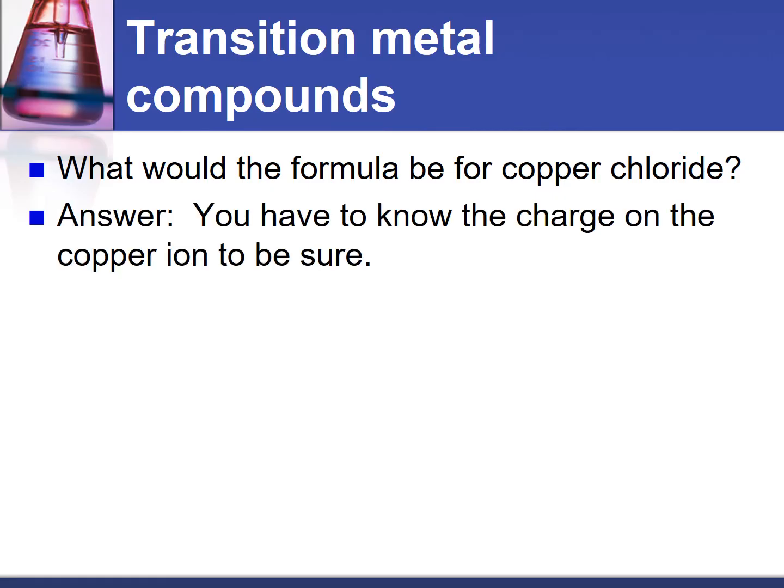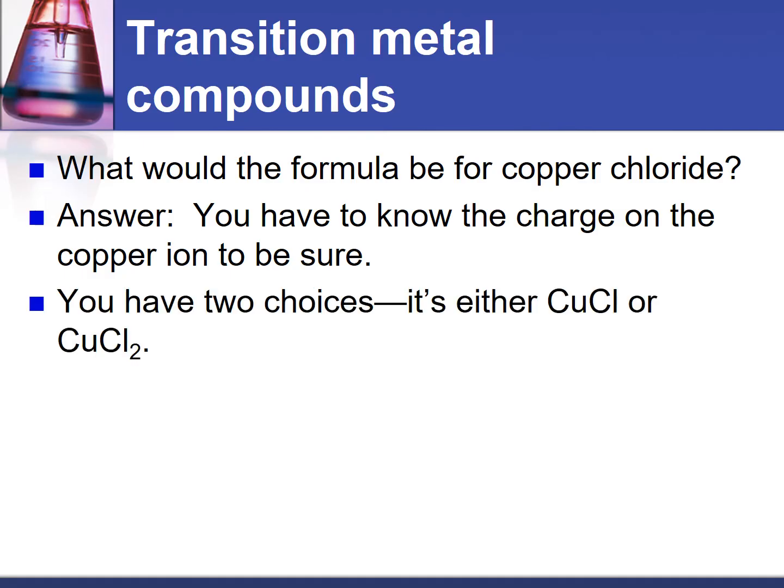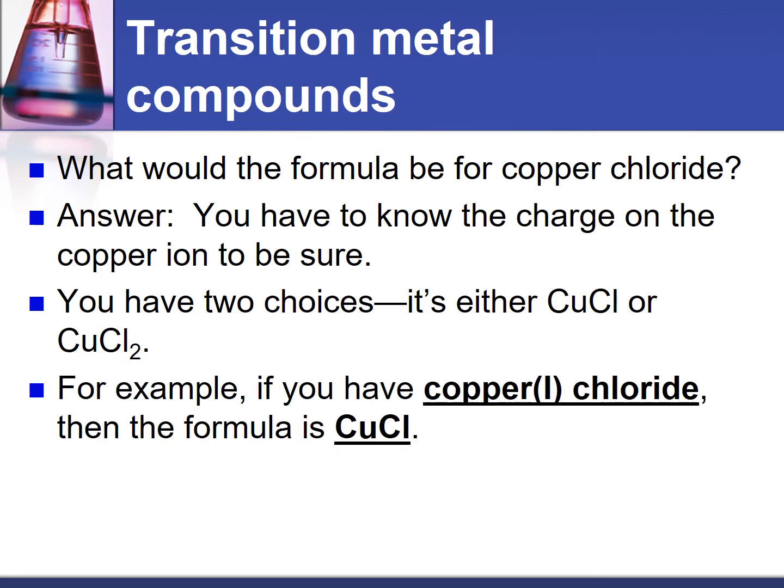Copper is a transition metal. Like most transition metals, it has more than one ionic form. In this case, you have two choices. Copper sometimes appears as +1, sometimes as +2. For example, if you have copper 1 chloride, then the formula would be CuCl. The copper is +1, the chloride is -1. You need a 1-to-1 ratio.